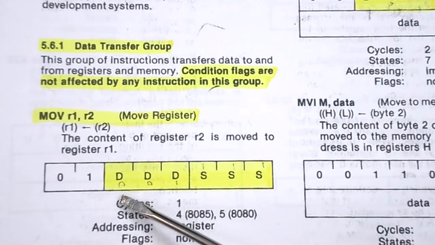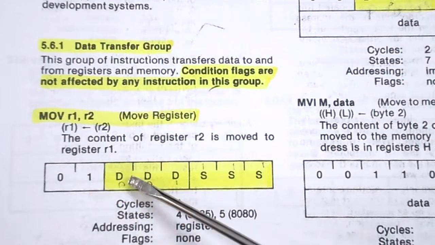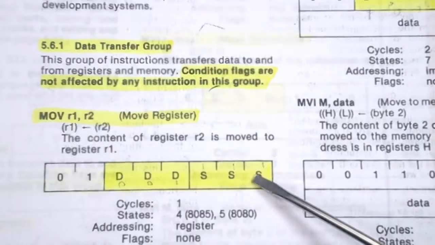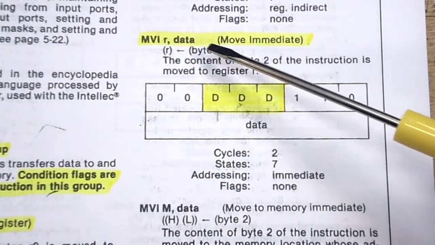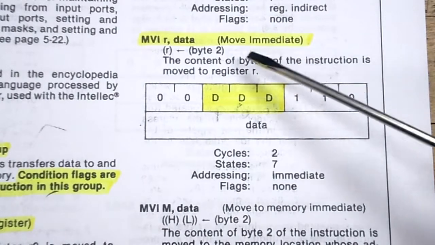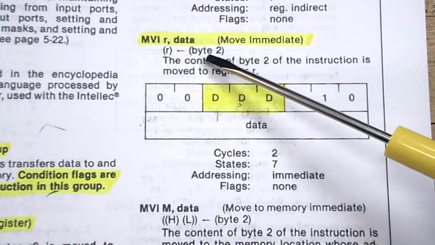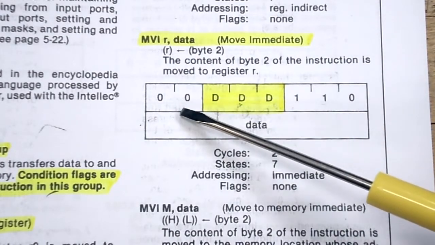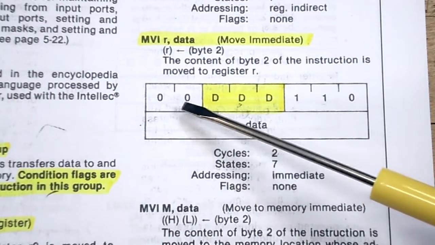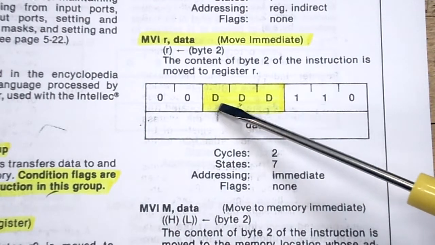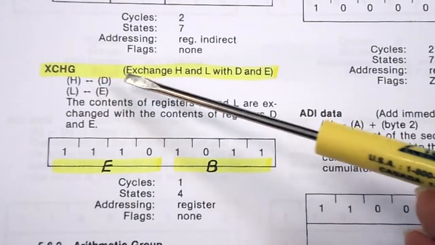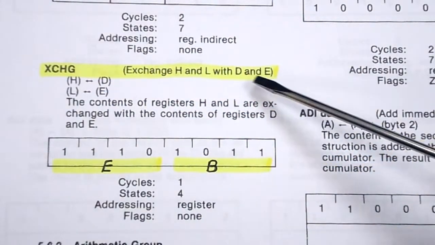And the opcode for it is 01, followed by the 3-digit destination code and the 3-digit source code. For the MVI, or move immediate instruction, we can see byte number 2 of the instruction is moved into the register. So its opcode is made up of 00, followed by the destination code, followed by 110. When looking at the exchange command, it exchanges H and L with D and E.